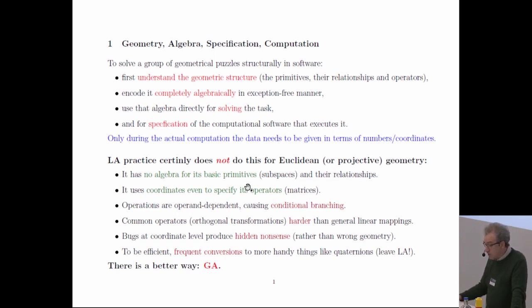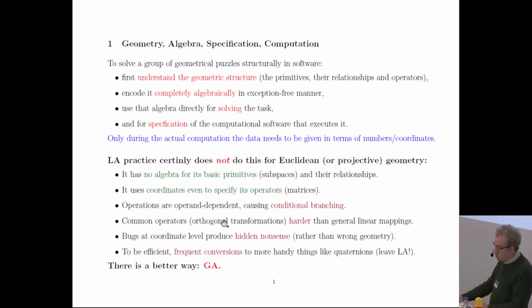You need coordinates even to specify the operators, because you have to choose a coordinate system in which you then say, well, the unit vector transforms to this, so that's the first column of my matrix. The coordinate system has nothing to do with the problem that you're actually solving. If you want to do operations like translation, it really depends on whether you translate a point or whether you translate a line or translate a plane. Your operators have to adapt themselves to the operand they're acting on.